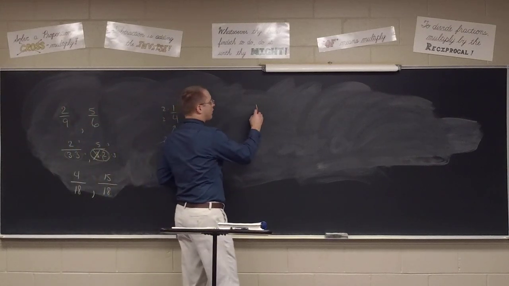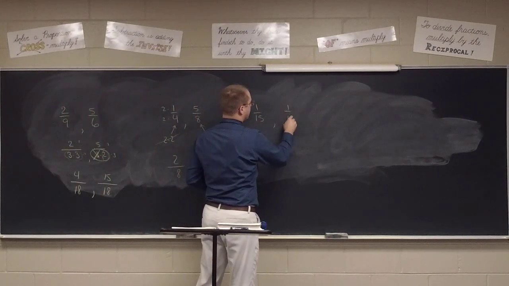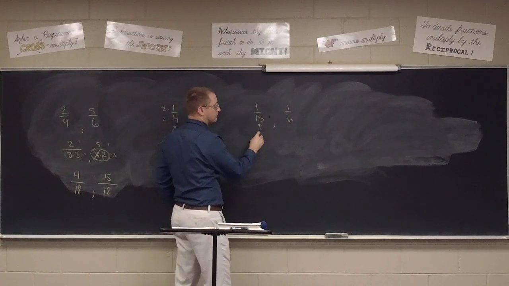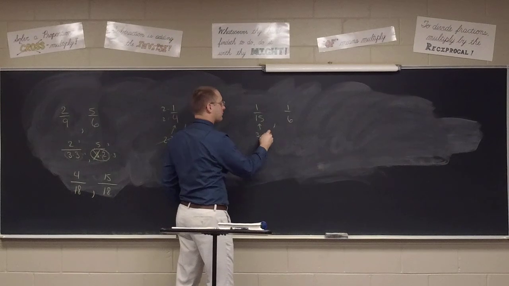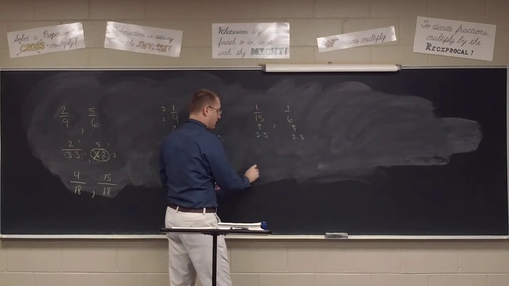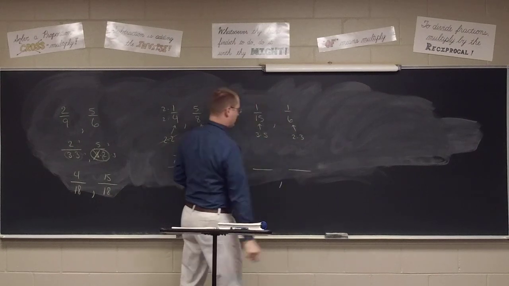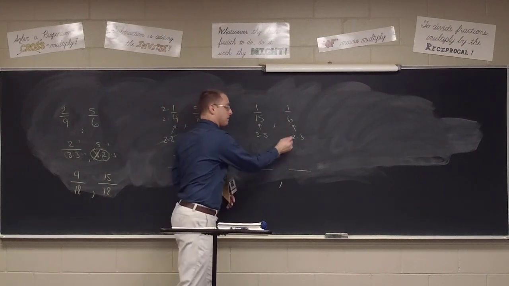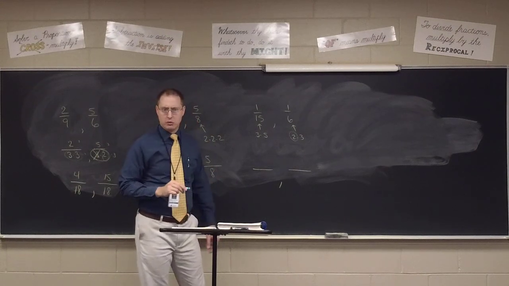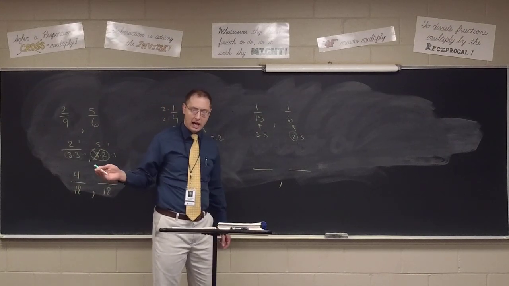How about this one? 1/15 and 1/6. Again, let's prime factor here. 3 times 5. How about the 6? 2 times 3. Now, as we come to collect our winners, the winner of the 2's is, of course, by default, this one. But which one is the winner of the 3's? It looks like a tie.